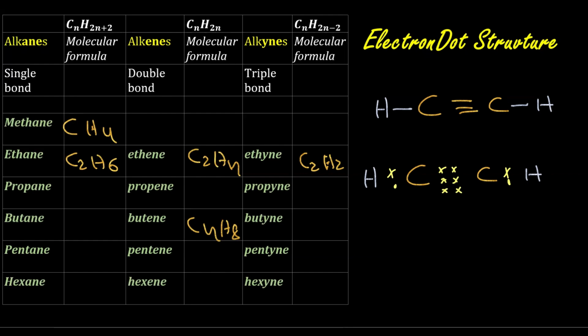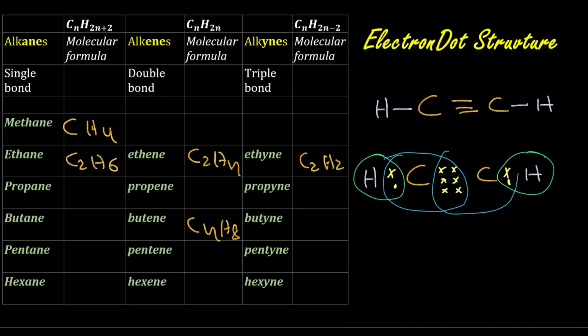Now check here, this hydrogen needs 2 electrons, this hydrogen needs 2 electrons. The first carbon has 2 plus 6, that is 8. The second carbon has 6 plus 2, that is 8. So this is how the electron dot structure of ethyne is formed.